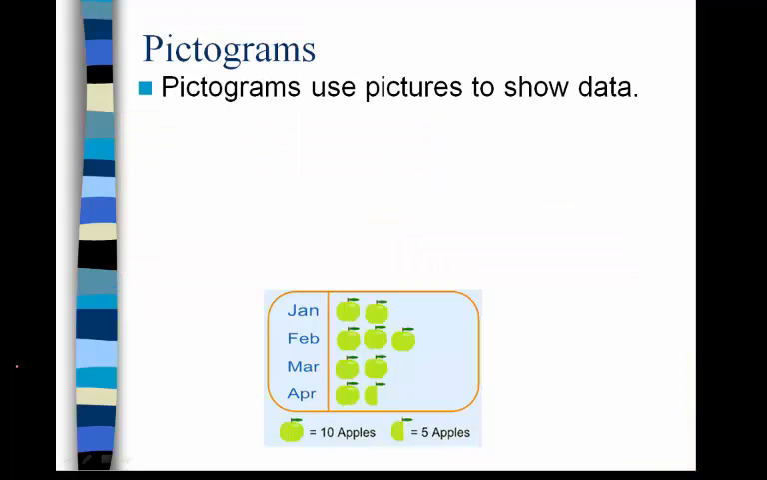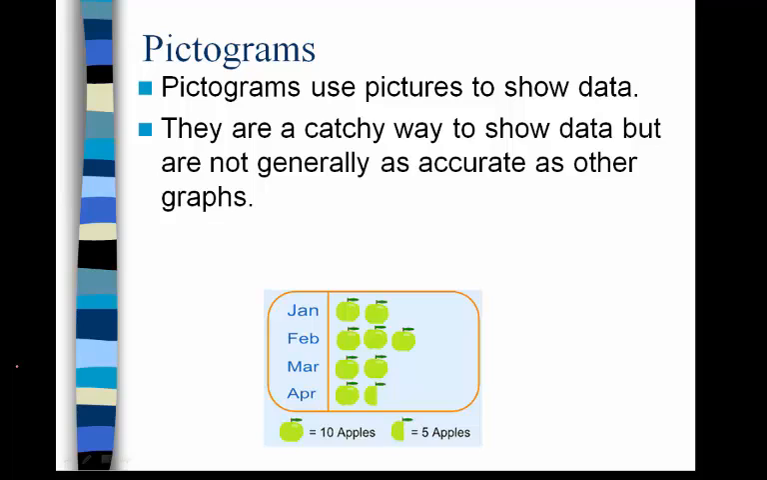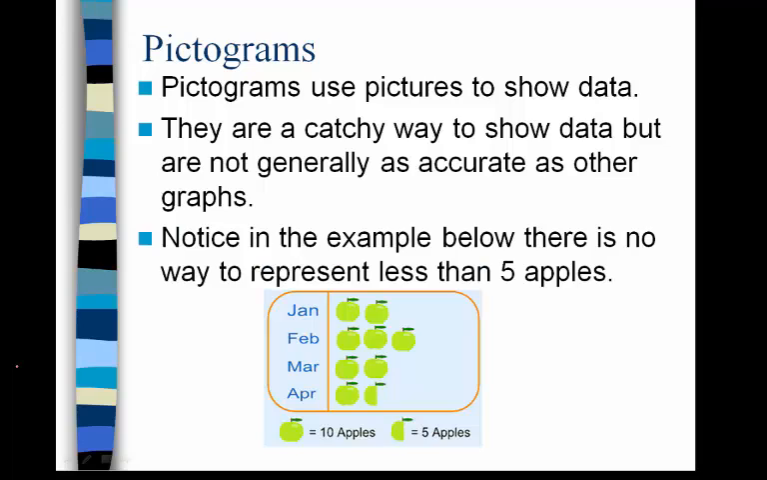Pictograms use pictures to show data. They are a catchy way to show data, but are not generally as accurate as other graphs. Notice in the example below there is no way to represent less than 5 apples. A whole apple represents 10 apples, and a half an apple represents 5 apples, and you can't represent any single apples less than 5.